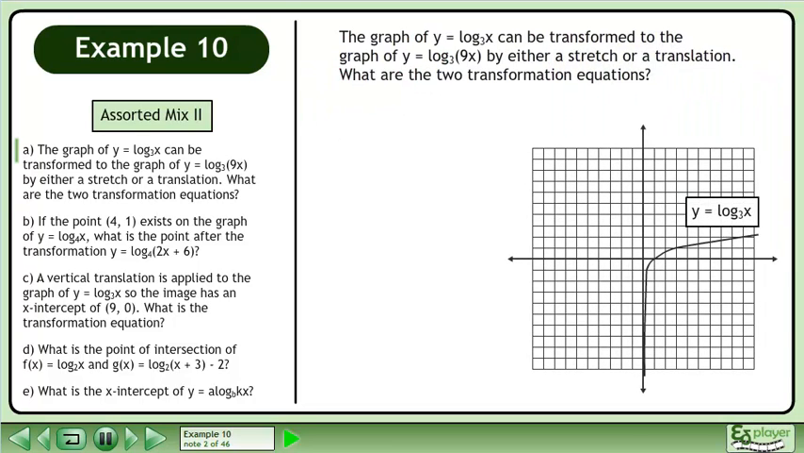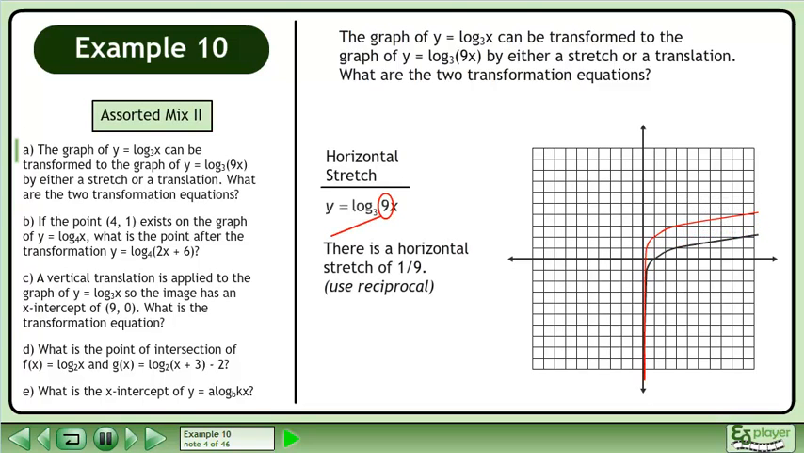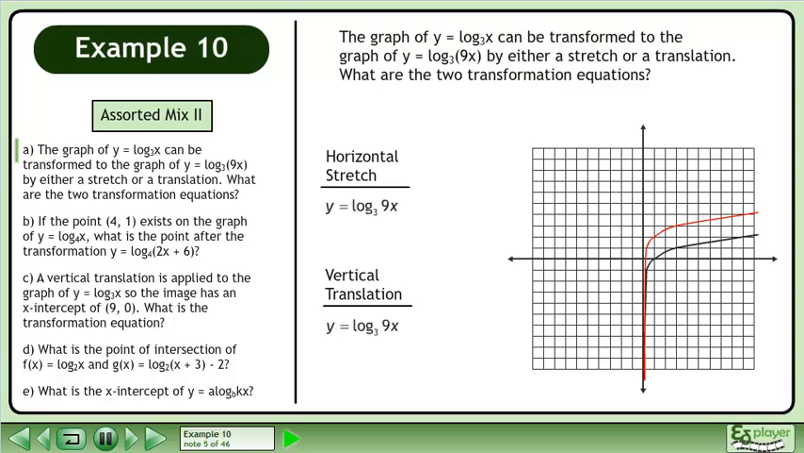Bring up the graph of y equals the base 3 logarithm of x. Begin with the horizontal stretch. There is a horizontal stretch of 1 over 9. Now we'll find the vertical translation.